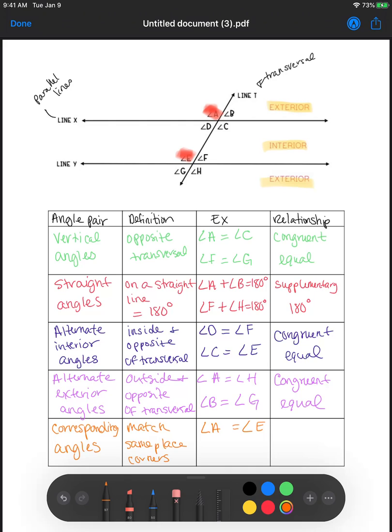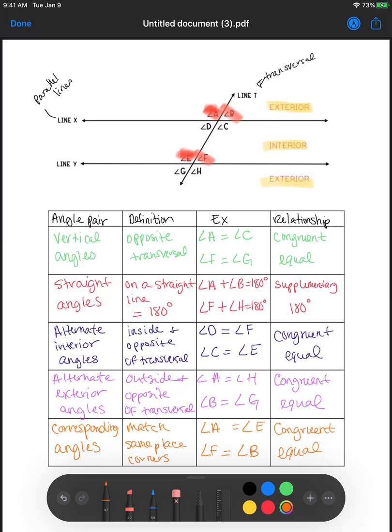Then we have angle F and angle B on the right side of the transversal on top of the parallel line. They're in relatively the same position. They're corresponding angles. Again, congruent, which means they are equal. All right.